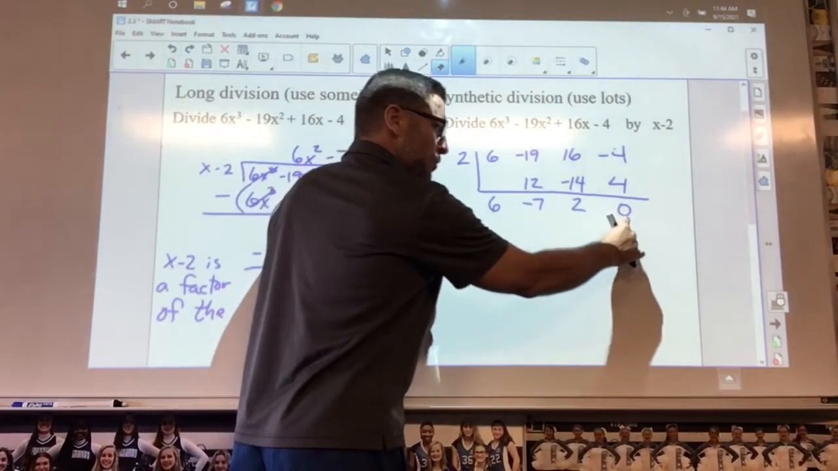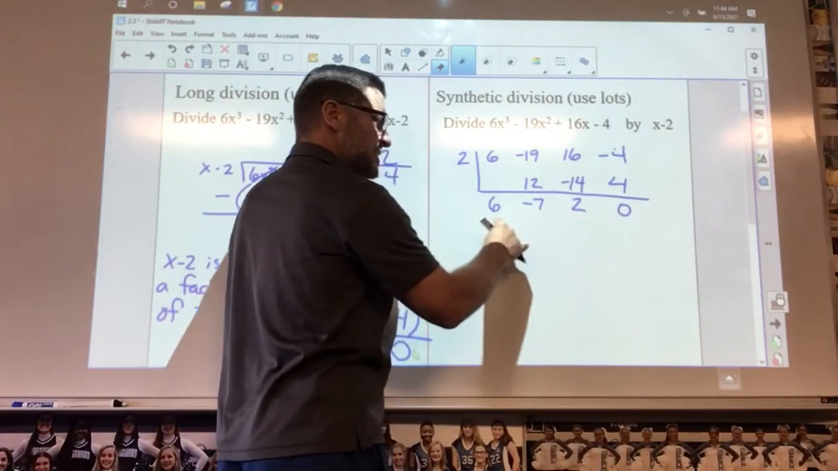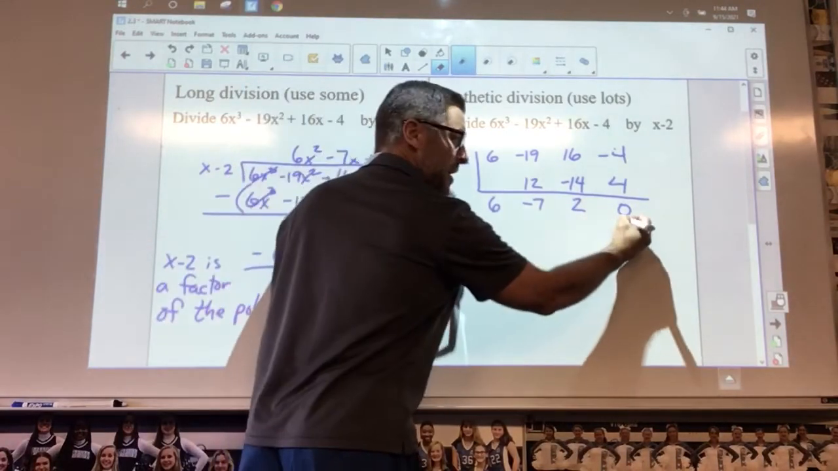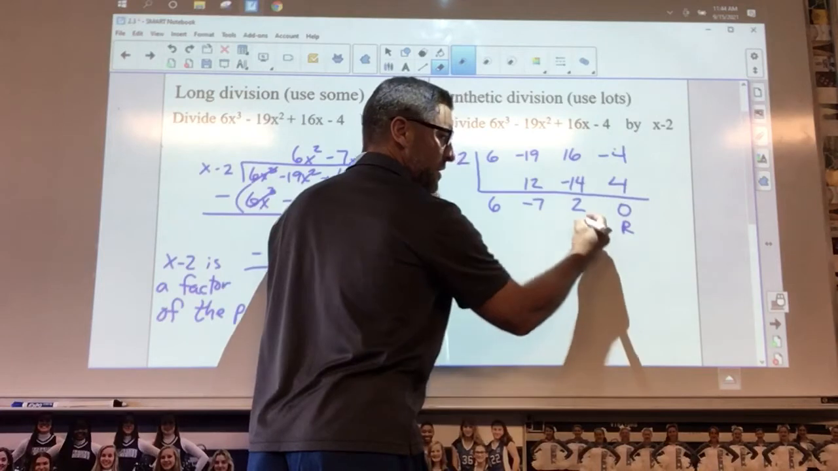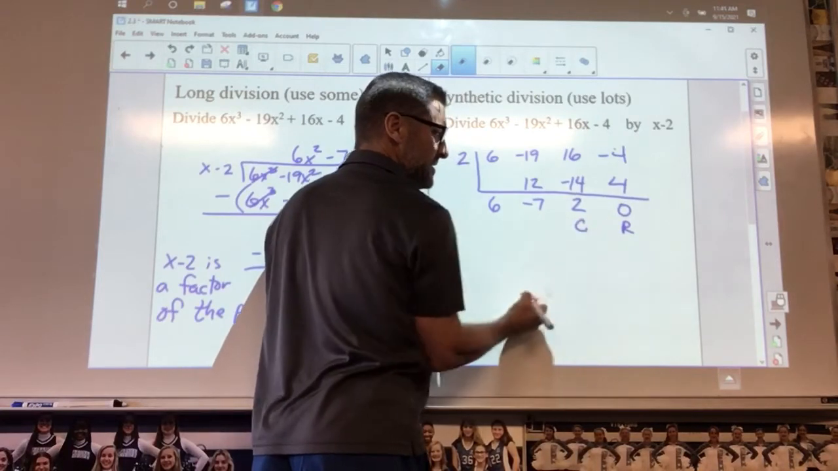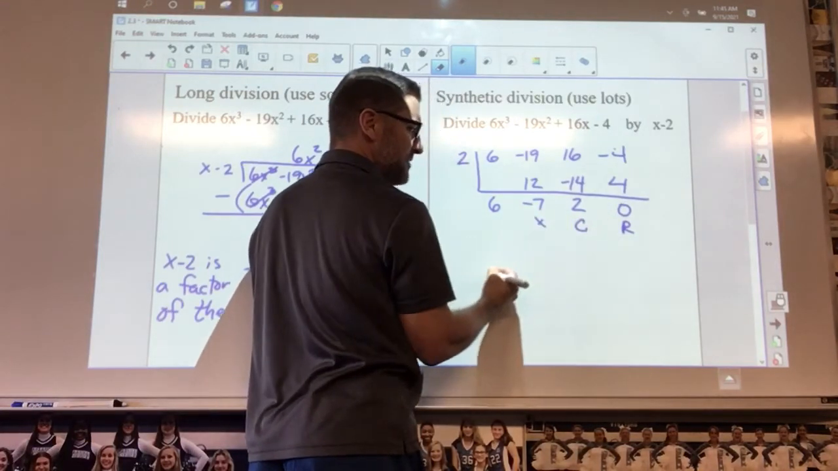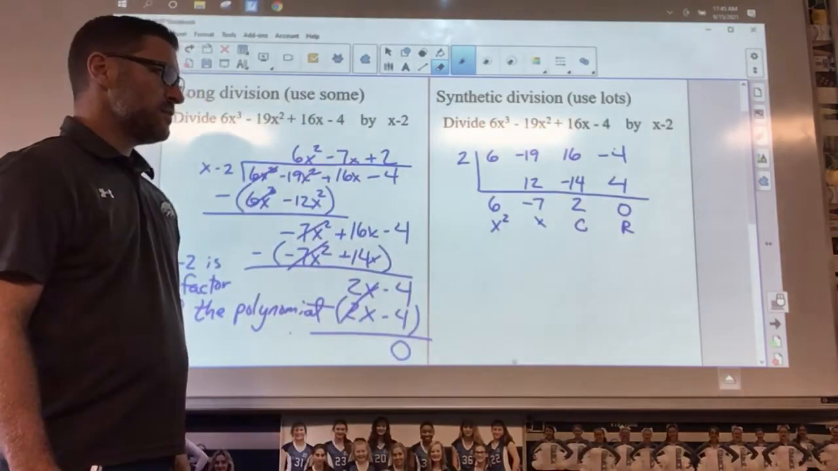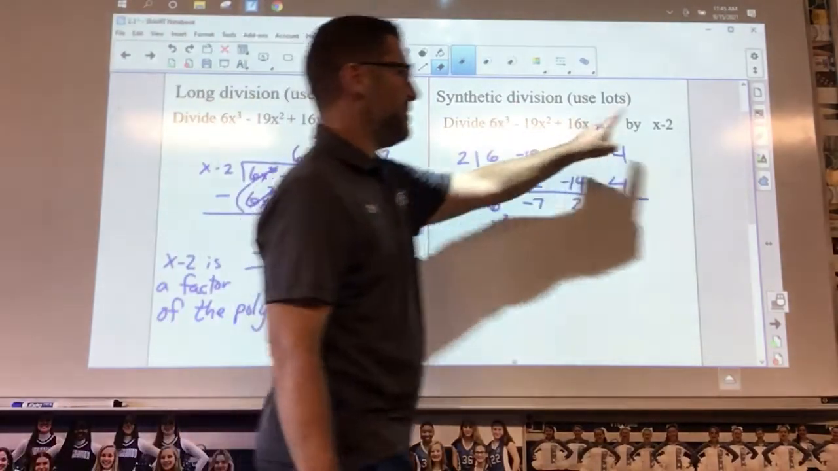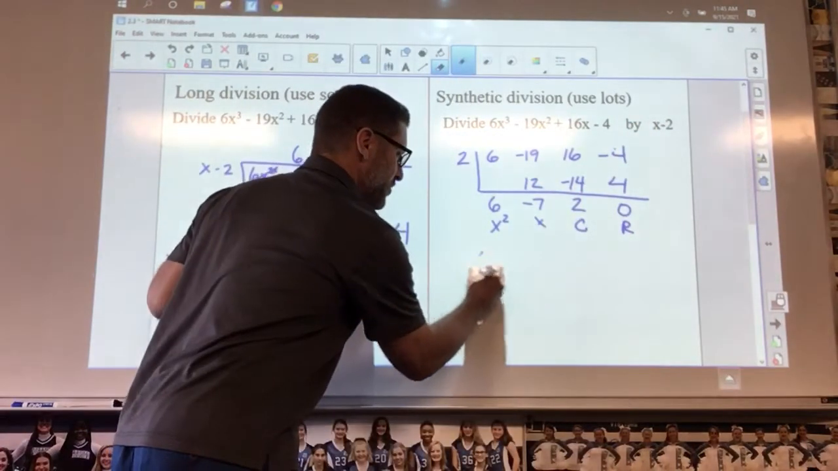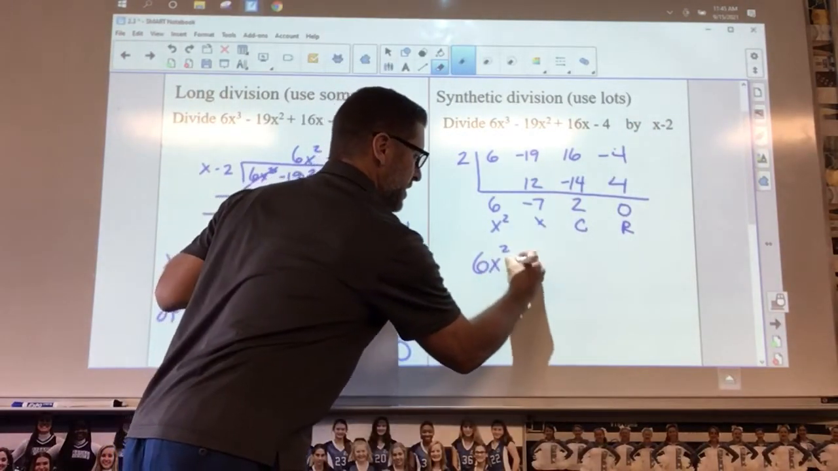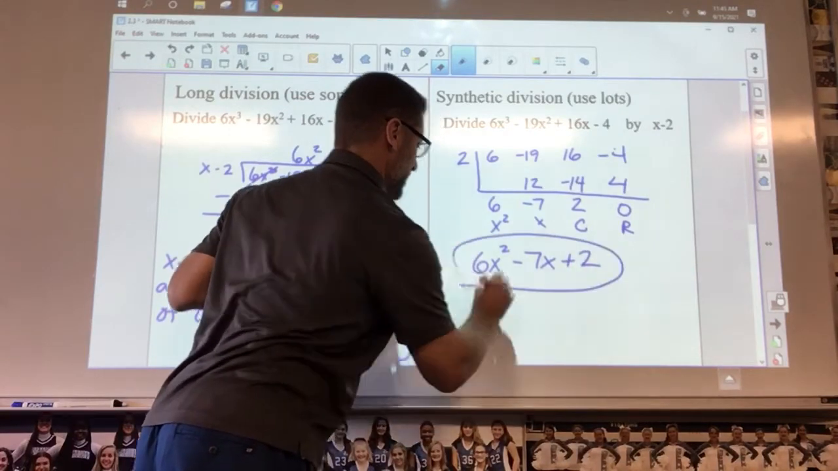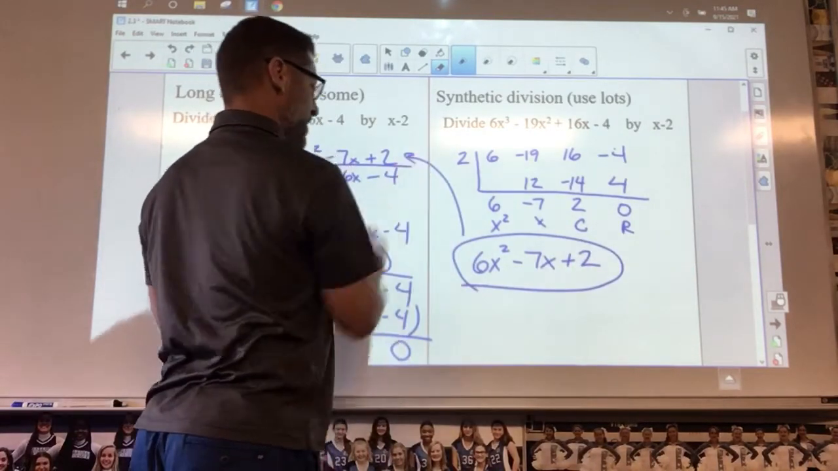If that's so, you go remainder, constant, x squared, x cubed, x to the 4th. Right now we have a remainder of 0, a constant of 2, an x value of negative 7, and an x squared value of 6. So the result of dividing is the polynomial 6x squared minus 7x plus 2, and we notice they are the same.